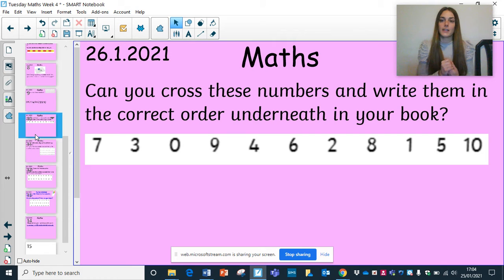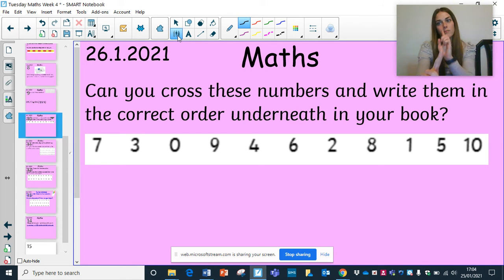So can you cross these numbers and write them in the correct order underneath in your book? You need to find the smallest number, cross it out, write it down. Find the next number, cross it out, write it down. Okay, so if we do the first couple together, but I won't do all of them because then I'm giving you all the answers. So the smallest number in there, what number is it?